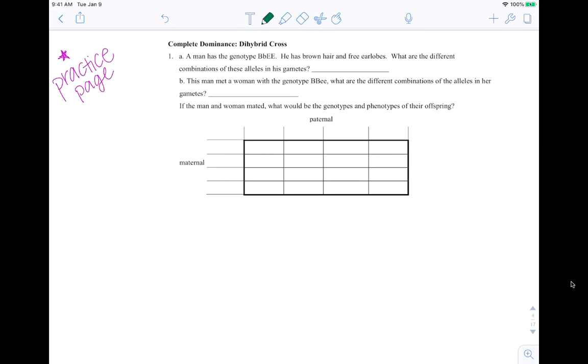Okay. So here's the first question. It says a man has a genotype of this. Dihybrid crosses are looking at 2 different traits. So you will see 4 letters because you need 2 alleles for each gene. So 2 alleles for gene 1 and 2 alleles for gene 2. That makes 4 alleles total for having 2 traits. So he has brown hair and free earlobes. And we know that these 2 are the dominant traits because he's dominant for both of those. Then it wants to know what are the different combinations of his gametes.